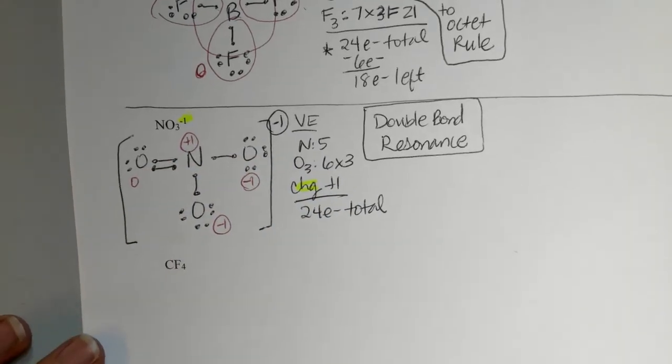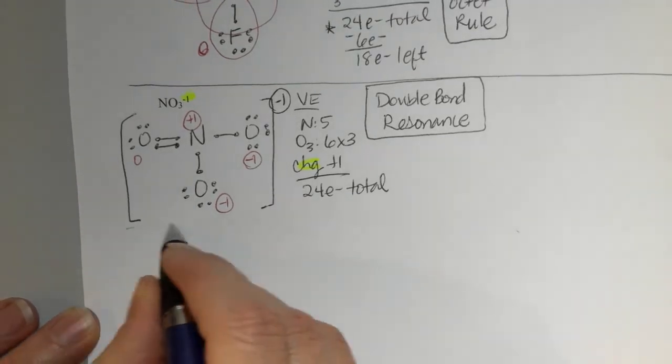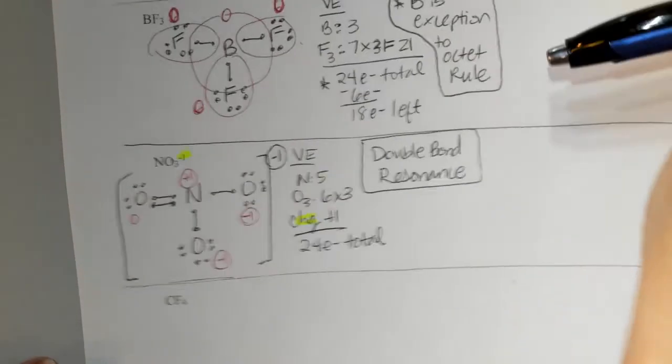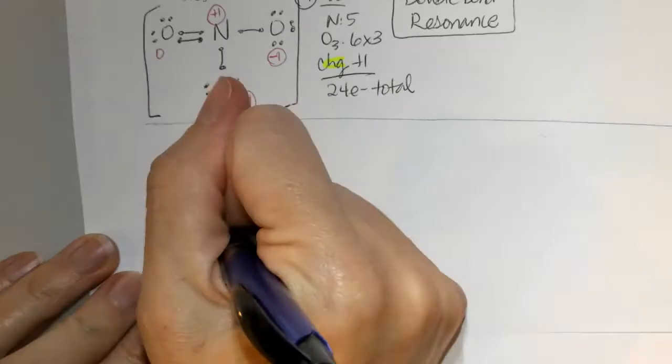All right, last one on the page, we've got carbon tetrafluoride, CF4. All right, center element here is definitely going to be the carbon. Least electronegative always goes in the center. I'm going to put fluorine on all sides.